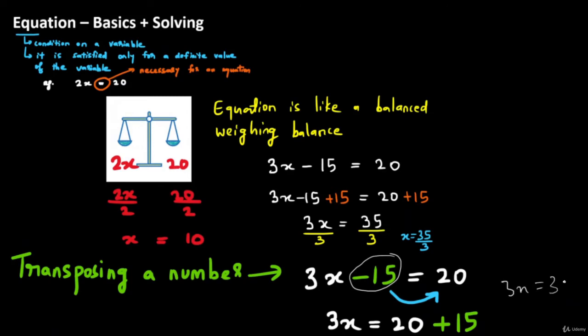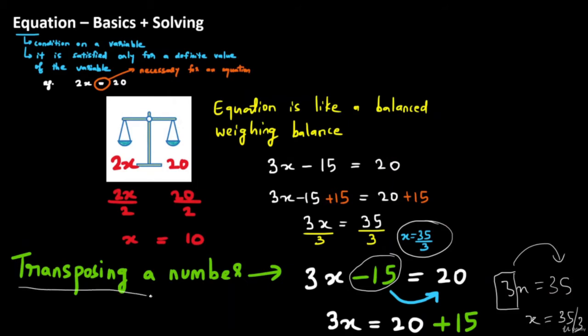and then we divide both the sides by 3, or I take this into 3 to the right hand side. So if you have into over here, when you take it to the right hand side, it becomes divided by. So x is equal to 35 divided by 3, which is the same thing that we got over here. So let's quickly summarize transposing a number.